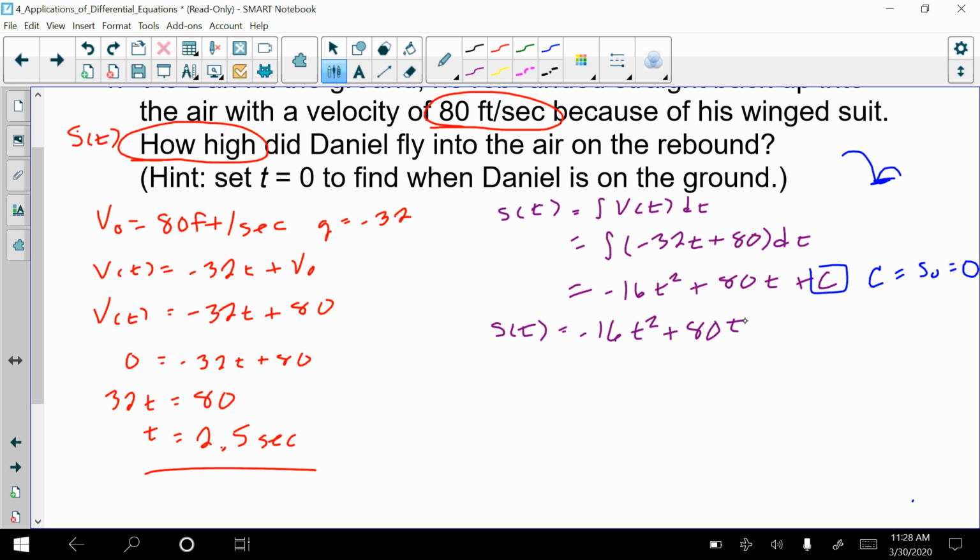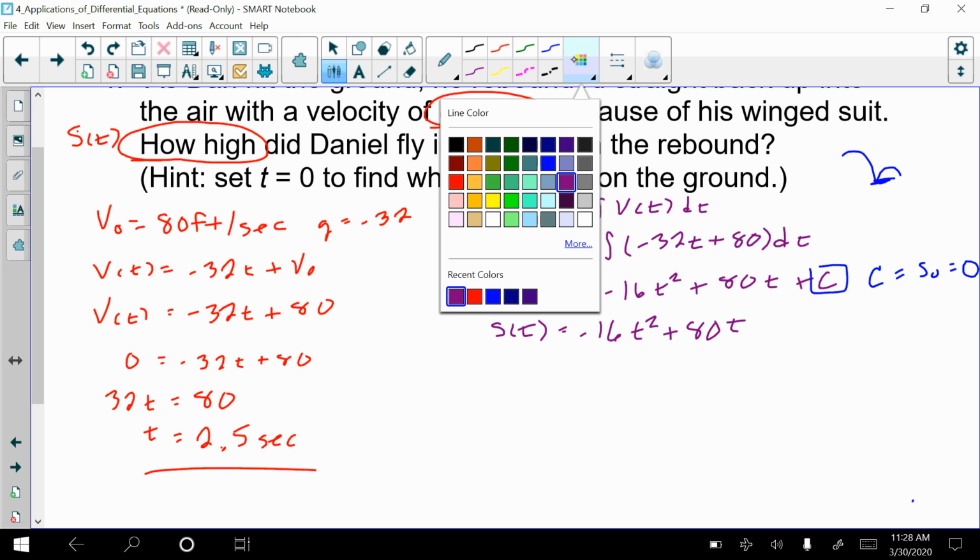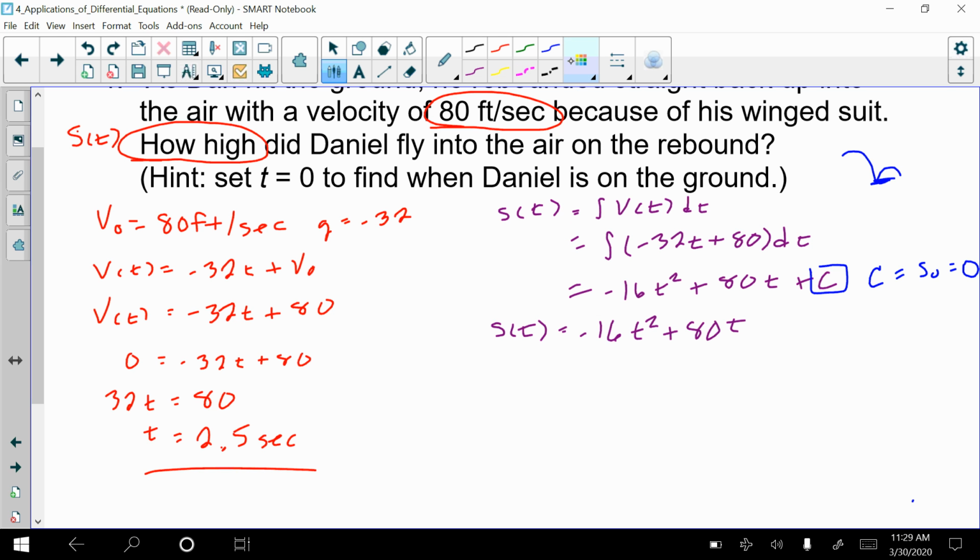We don't need to put the plus 0 unless you really want to. So we have the time that we figured out by solving the velocity function, and we did the antiderivative of the velocity function to create the position function. Now we can just take the time that we got from velocity and substitute it into the position function.